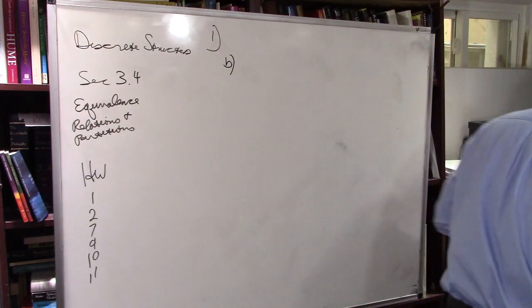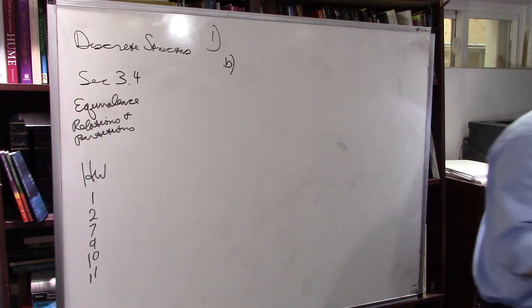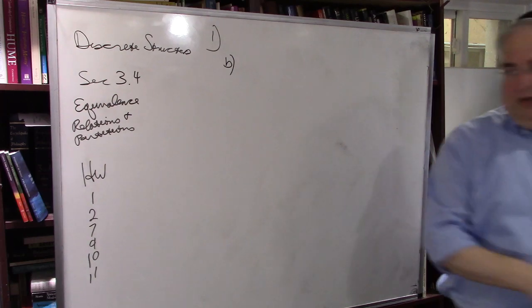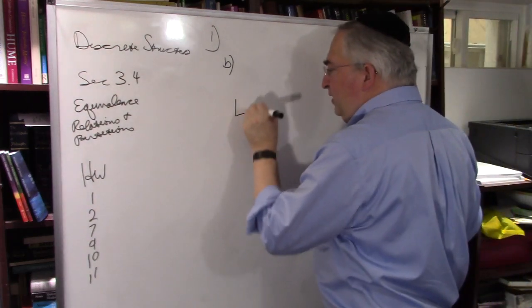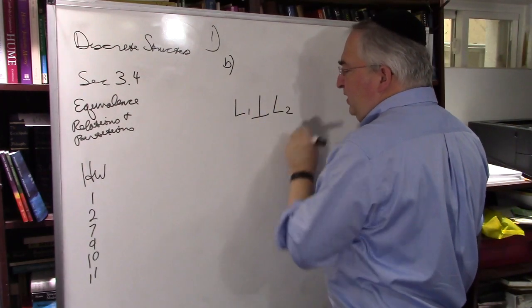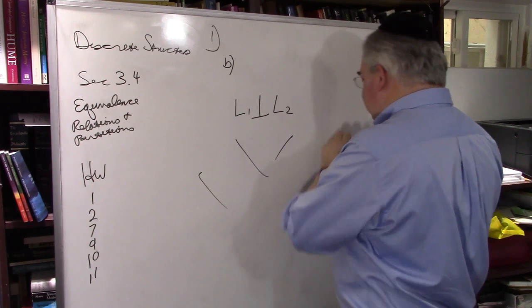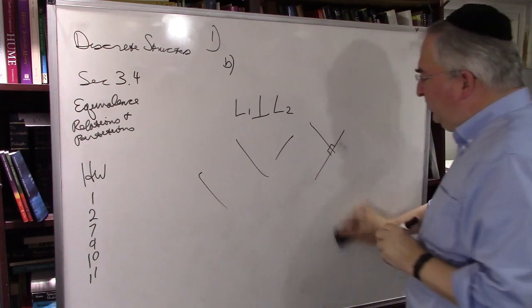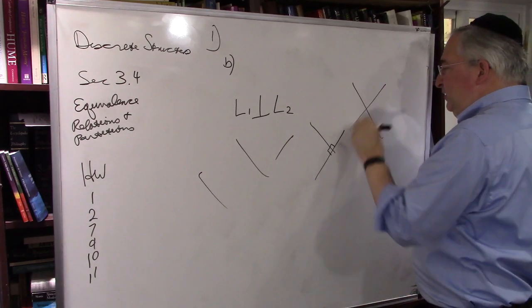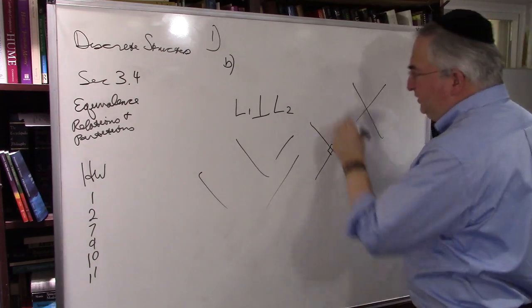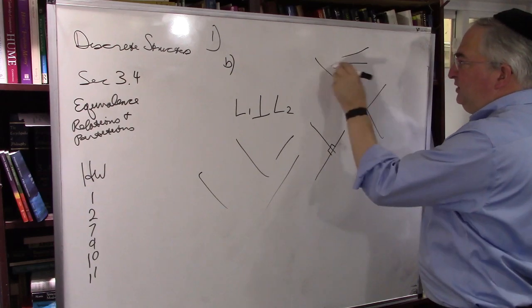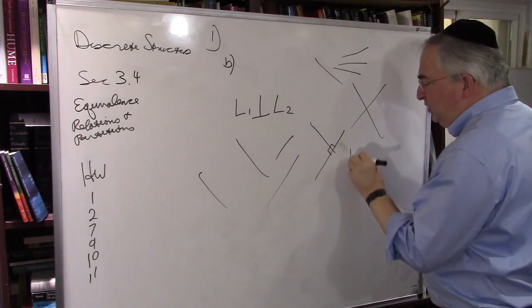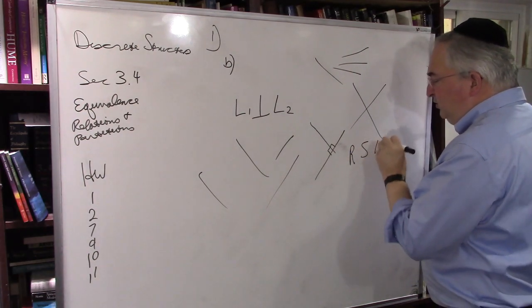Okay, B. Let's see what that is. L1 is perpendicular to L2 for straight lines, if L1 and L2 are perpendicular. So we have all those lines. Some of them are going to be perpendicular to each other. That means they meet at a 90-degree angle. So those two are perpendicular. So, again, we ask the same question. Is it reflexive, symmetric, transitive?